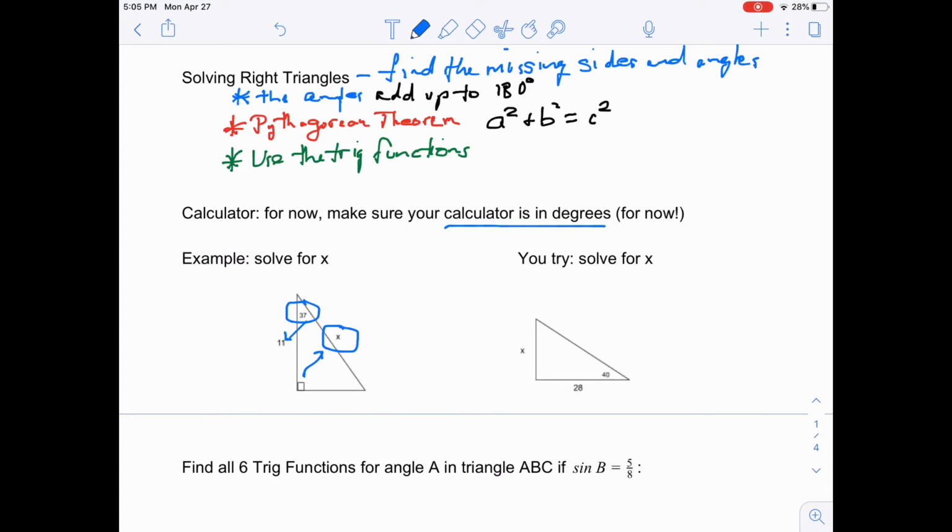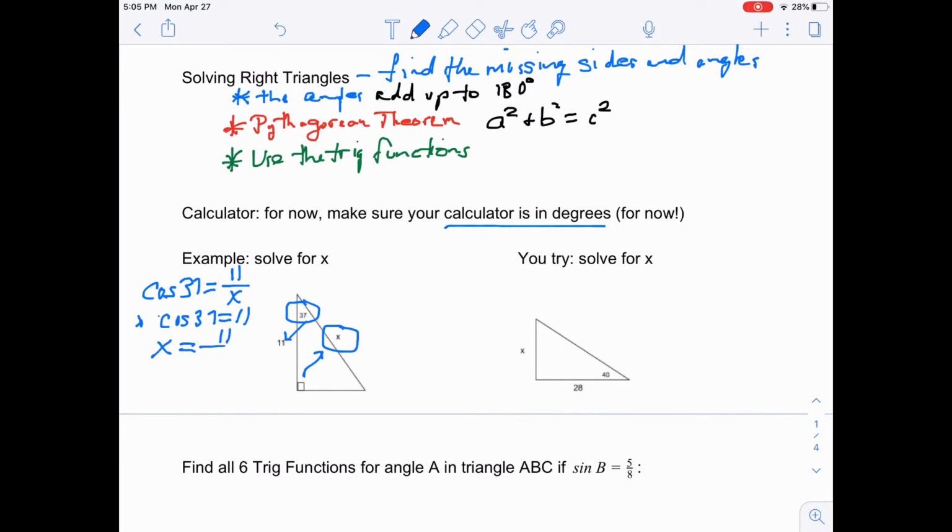The trig function that involves the adjacent and the hypotenuse is cosine. So cosine of 37 is going to equal that adjacent side 11 over the x. Now the way to get that x out of the denominator is to multiply by it on both sides. So x times cosine of 37 equals 11. And then we divide by cosine of 37 on both sides to get x by itself.